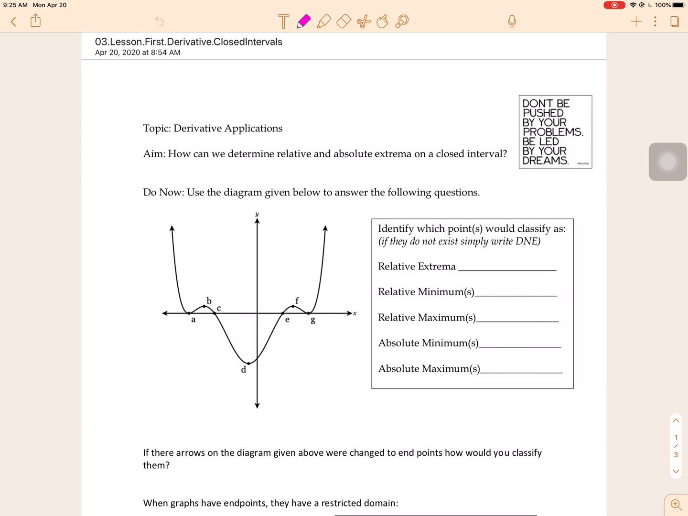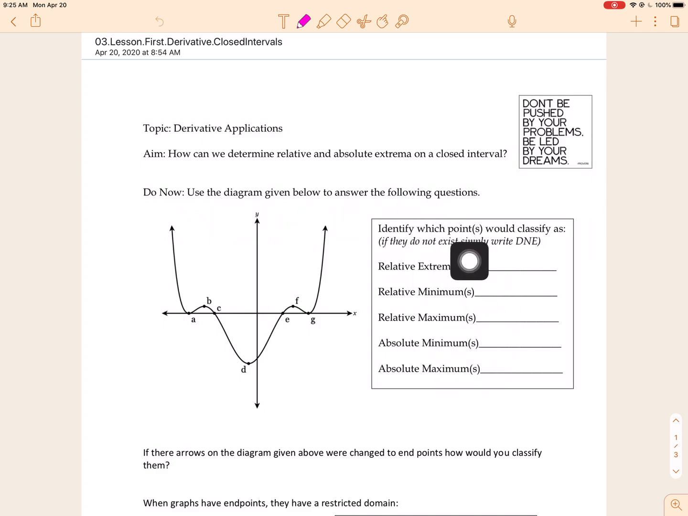So today we're going to talk about something very similar. We're going to say how can we determine relative and absolute extrema on a closed interval. So no longer will the graph go infinitely right or left, it's going to be a closed interval. Now what that does is it's going to create these absolute max and mins instead of just relative max and mins. So it says, use the diagram below, answer the following questions.